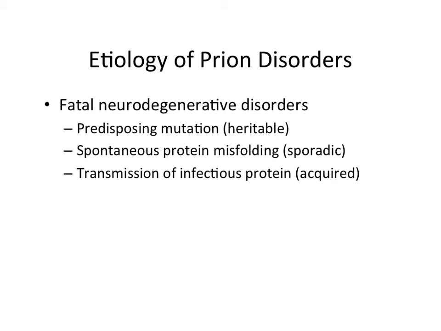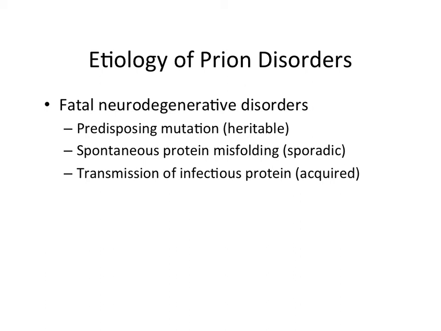That just by chance, one of your prion proteins misfolds. And that starts the process of neurodegeneration. So it can happen at random to anybody, anytime, at a very, very low frequency, but that would be sporadic. It just appears out of nowhere.